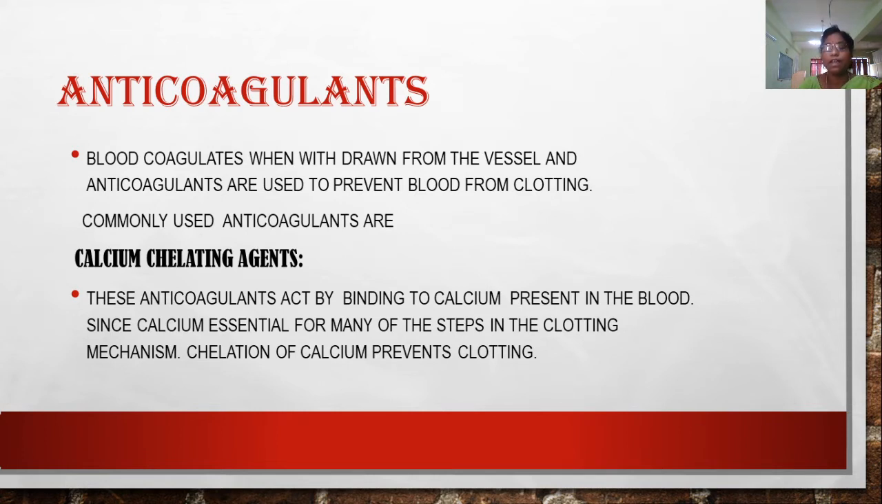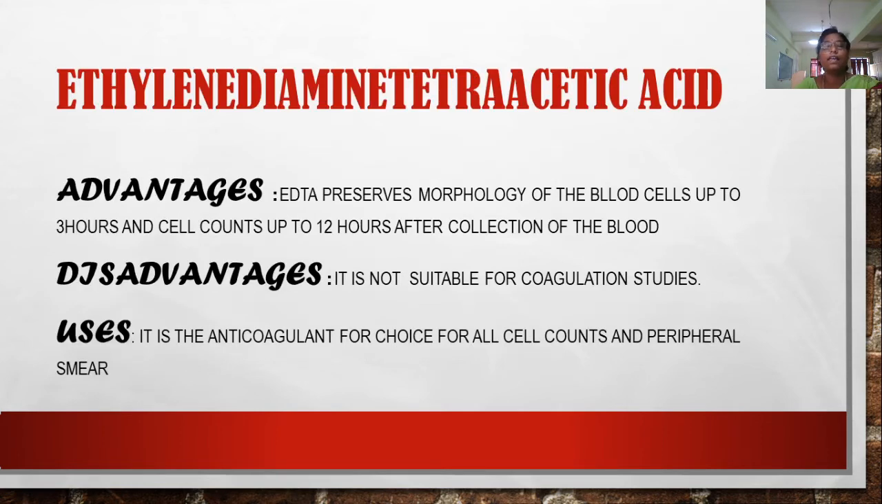Chelation means removal. Then EDTA, that is ethylene diamine tetraacetic acid. You are well known about EDTA. In collection of blood samples, the purple color top of the tube indicates that the tube contains EDTA, which is an anticoagulant. What are the advantages of ethylene diamine tetraacetic acid, or EDTA?